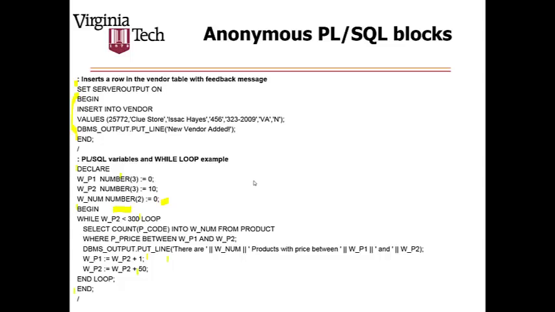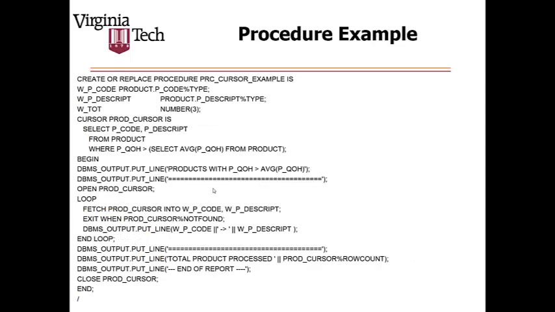Right, and I think we have one down here. Well, this is the more normal kind of procedure you would have. See, it starts with create or replace procedure, PRC_cursor_example is the name of this procedure. And so here we have a variable, WP code, and it's the same data type as the P code in the product table. We have a description, same type as the description data type in the product table. We have a total, which is the number 3.